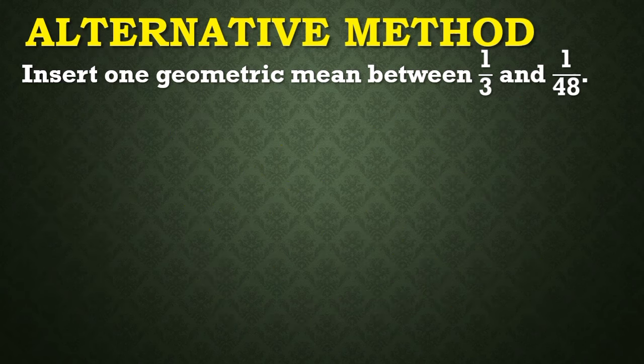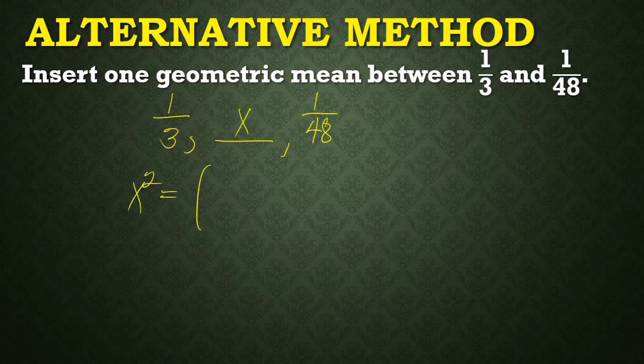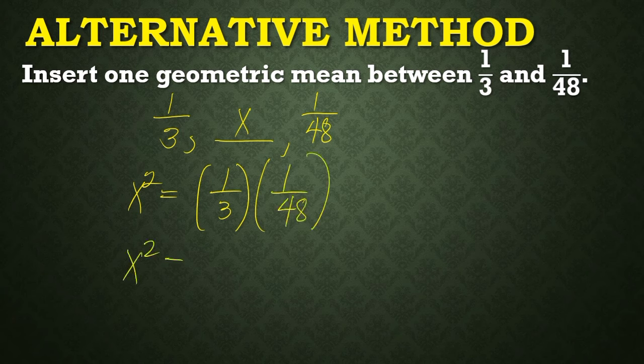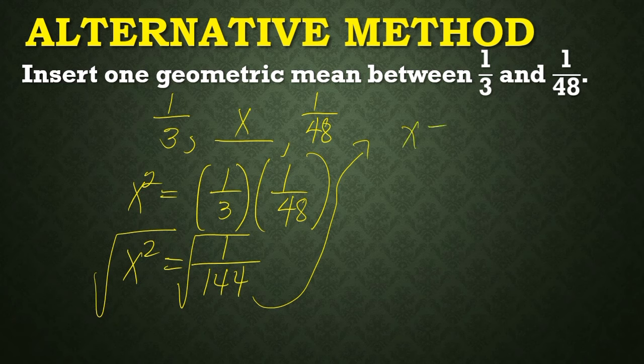So, using the alternative method, sulat lang natin 1/3 blank and then 1 over 48. And then this is x. So, x squared is equal to the product of 1/3 and 1 over 48. So, if we multiply these two fractions, 1 times 1, that is 1. 3 times 48, that is 144. And then we extract the square root of both sides. So, the value of x is positive, negative 1 over 12.